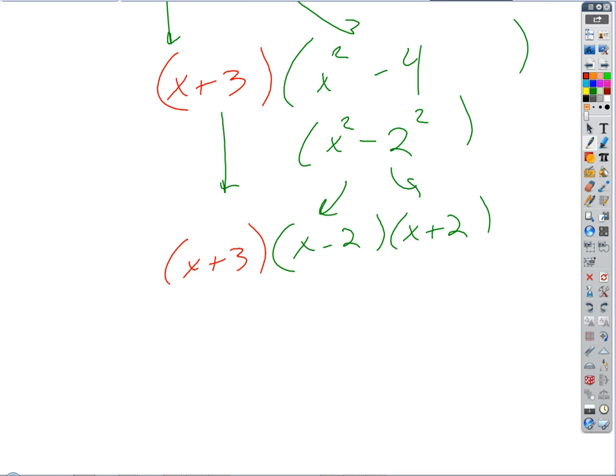broken down as far as we can break it down into factors, right? Now, what if the question had asked what are the zeros, all the zeros of that function? Well, negative 3 would have been 1. What are the other two? 2, negative 2. Positive 2 and negative 2, right? Good. Okay, let's try one more.